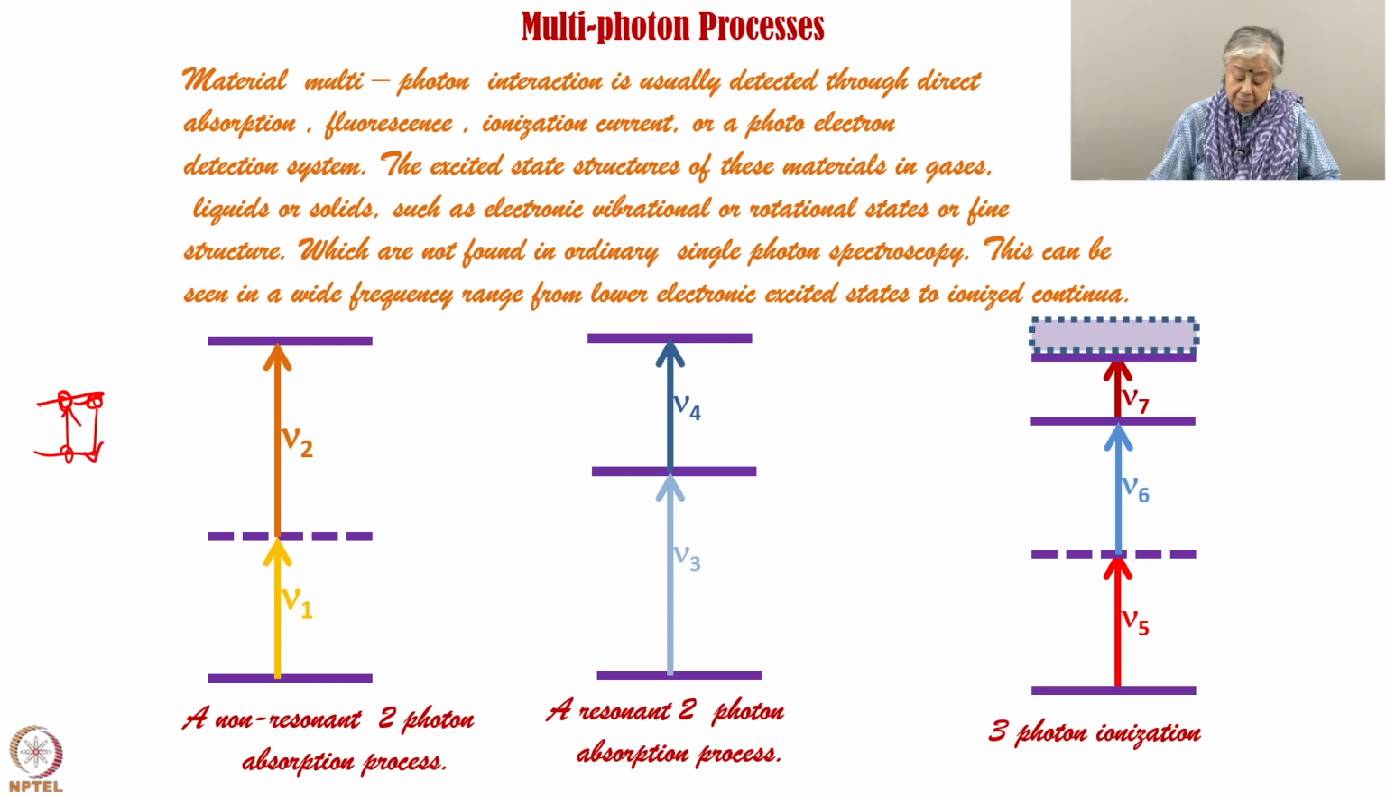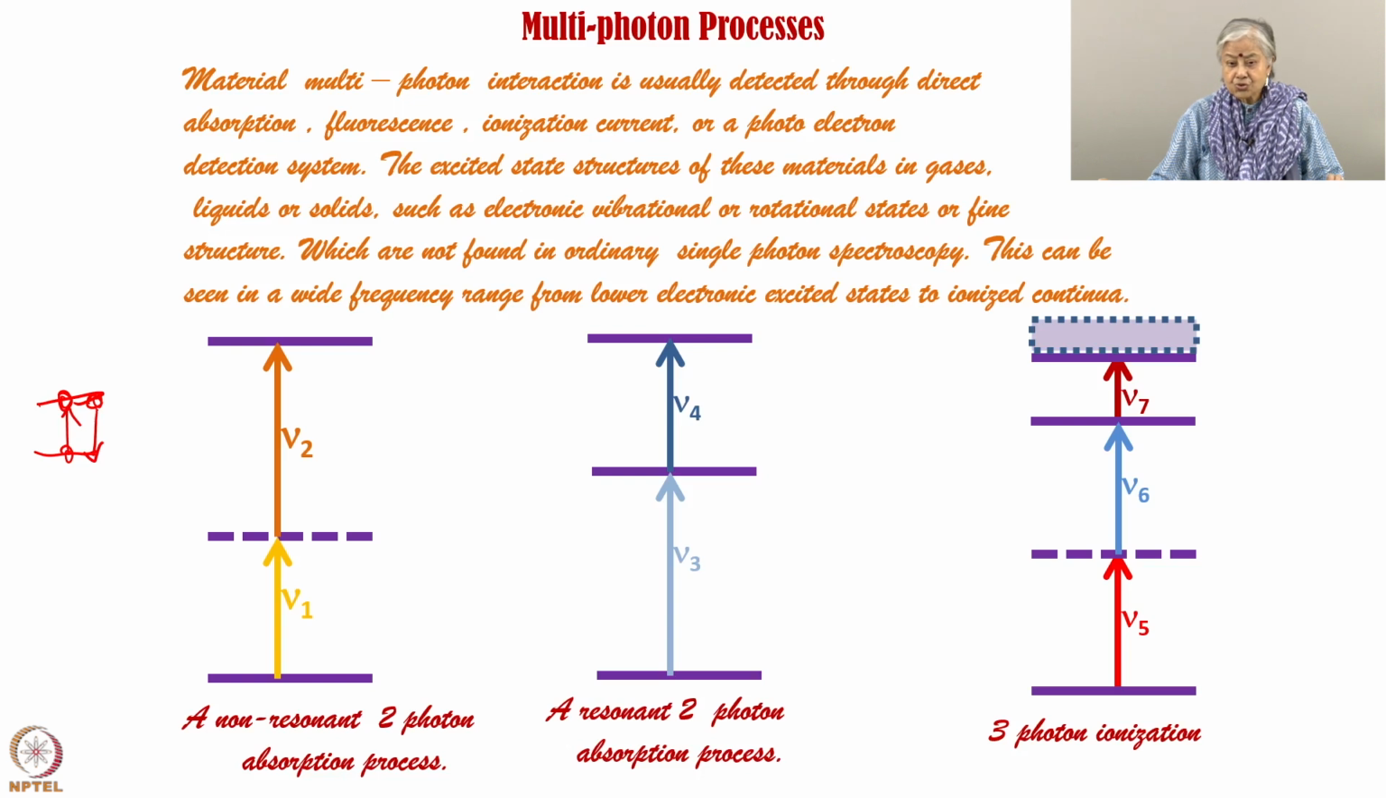Material multi-photon interaction is usually detected through direct absorption, fluorescence, ionization current, or a photodetector detection system. The excited state structure of these materials in gases, liquids, or solids, such as electronic, vibrational, or rotational states, or fine structures which are not found in ordinary single photon spectroscopy, can be seen in a wide frequency range from lower electronic excited states to the ionized continuum.